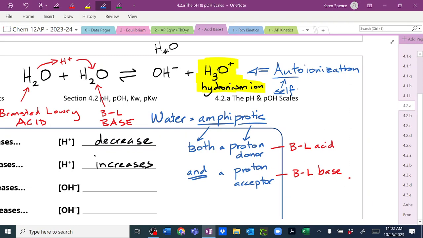The automobile, who is driving the automobile? Who is making it go forward? The automobile is making the automobile go forward. Okay? So auto means self. So water is reacting with itself to become ions. So this is the autoionization of water.